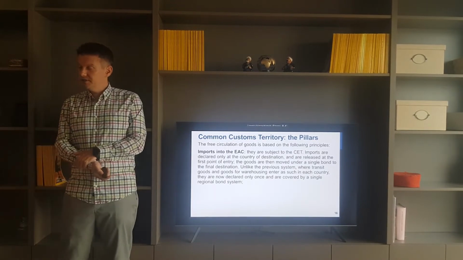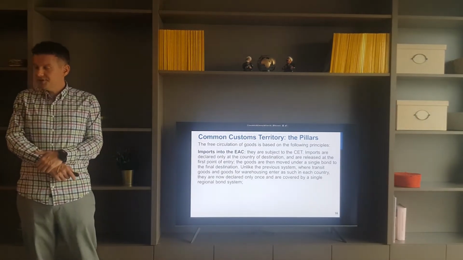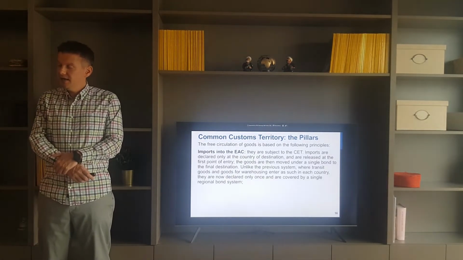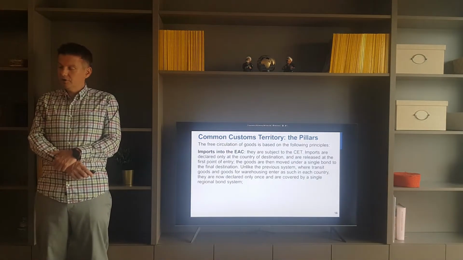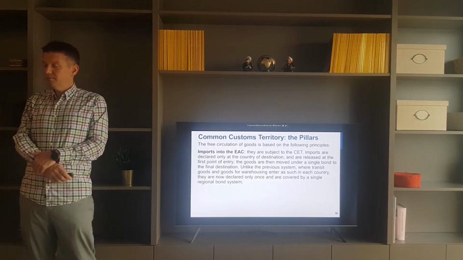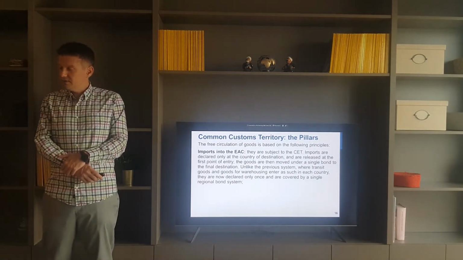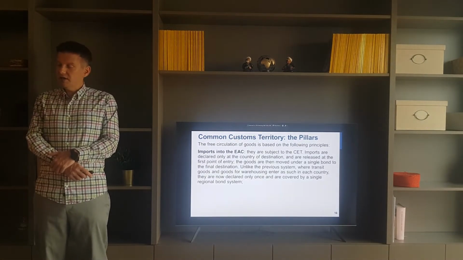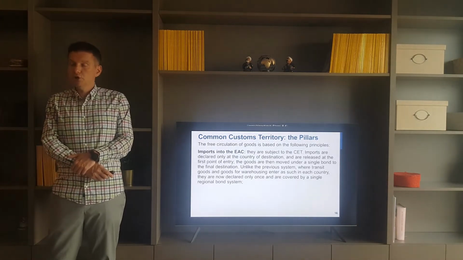Imports into the EAC are subject to the common external tariff. Imports are declared only at the country of destination and are released at the point of entry. The goods are then moved under a single bond to the final destination. Unlike the previous system, where transit goods and goods for warehousing entered as such in each country, they are now declared only once and are covered by a single regional bond system.